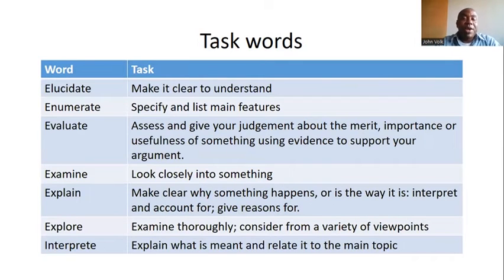Then you have words. Sometimes the words look big, like elucidate. It simply just means make a clear understanding. Elucidate. Just help me to understand this. Enumerate means you make a list. You specify the list, you provide the list and the main features of the subject you are talking about.